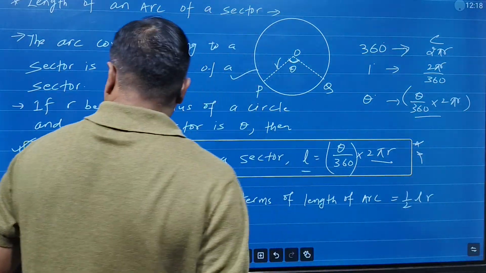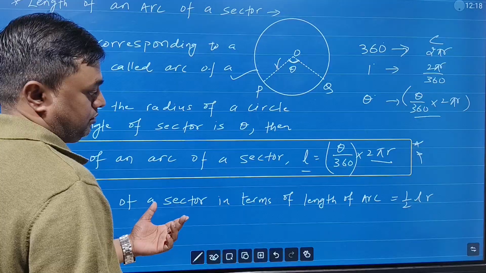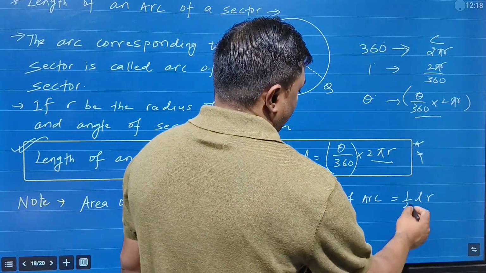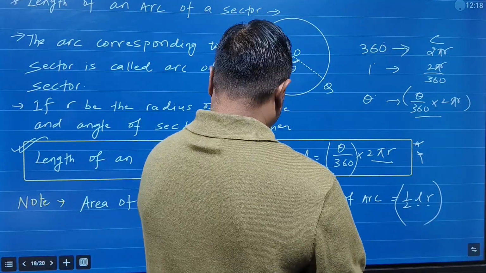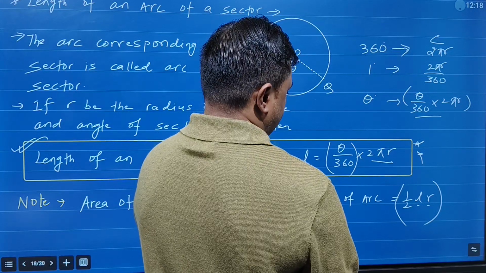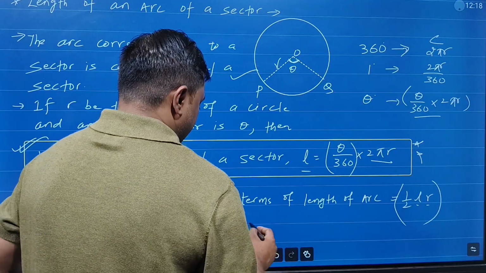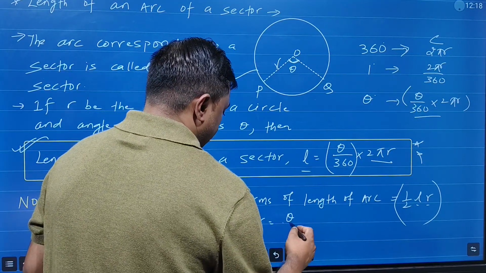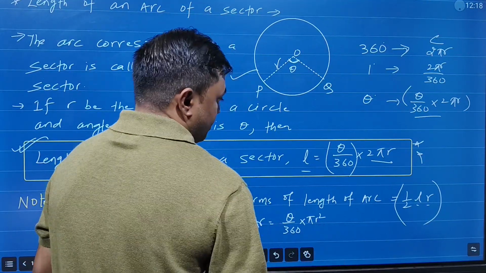So if you want to find the area of a sector in terms of the length of an arc, what is the formula? Half into L into r, where L is the length of the arc, into the radius. Yes or no? We can do it, because see, what is the area of a sector we learnt? Area is theta by 360 into pi r square.